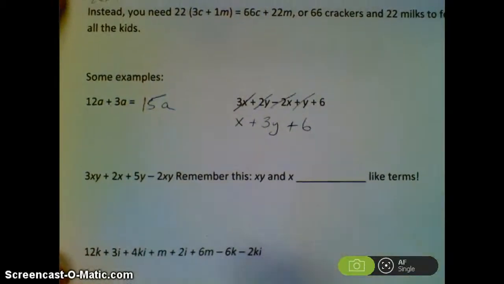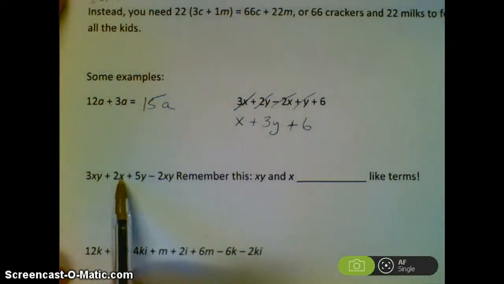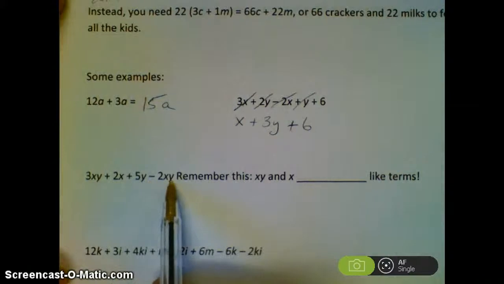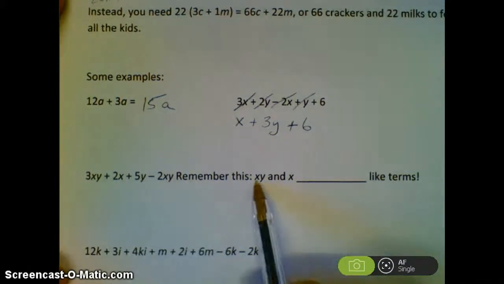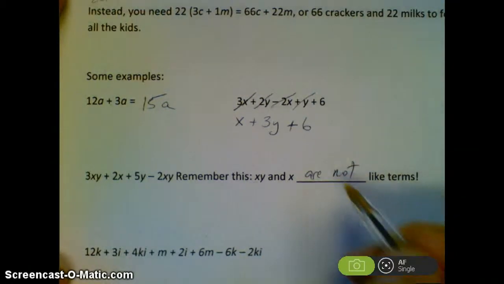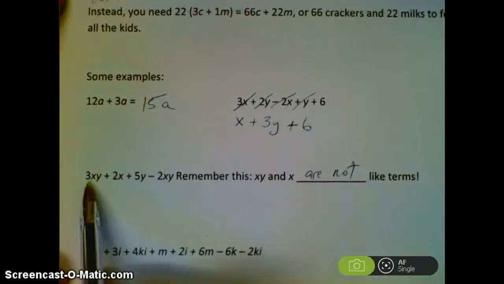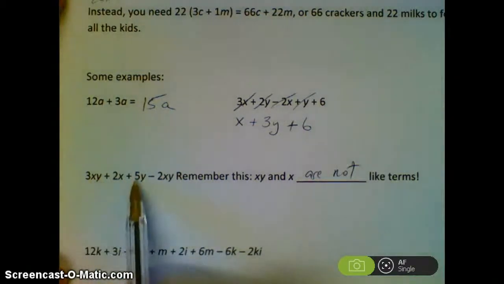Let's get a little more complicated here. 3xy plus 2x plus y minus 2xy. Something to remember: x, y, and xy are not like terms. They are not like terms. I cannot say, oh, I've got 5x and another 5y, that would be 6y. No, it doesn't work that way.